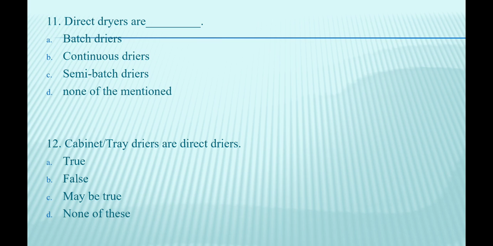Next question is, direct dryers are dash. Option A, batch dryers. B, continuous dryers. C, semi-batch dryers. D, none of the mentioned. So the correct option is A, that is batch dryer.